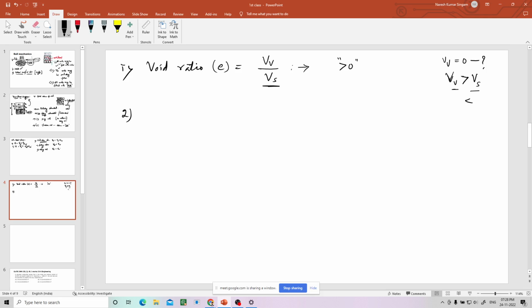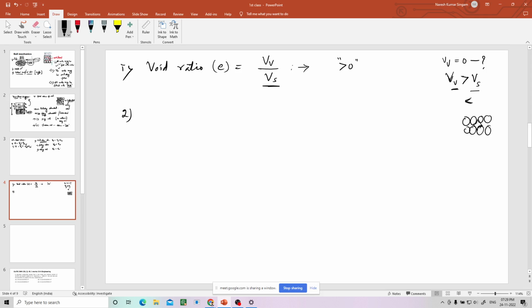It can be less than, it can be greater than, or it can be equal. So do you have any control? Can you modify your sentence? I'm just asking, do you have any control over the volume of voids? Yeah, depending upon the arrangement of the solid particles. So we don't have any control over these voids, right?